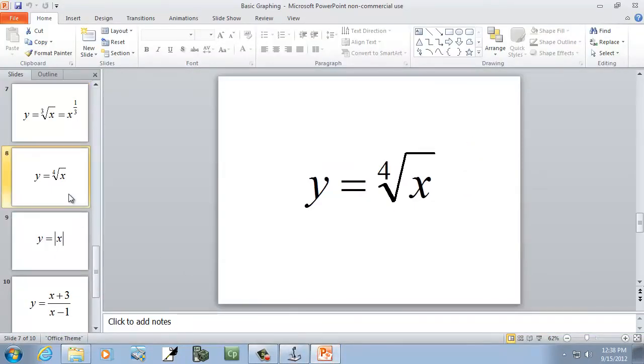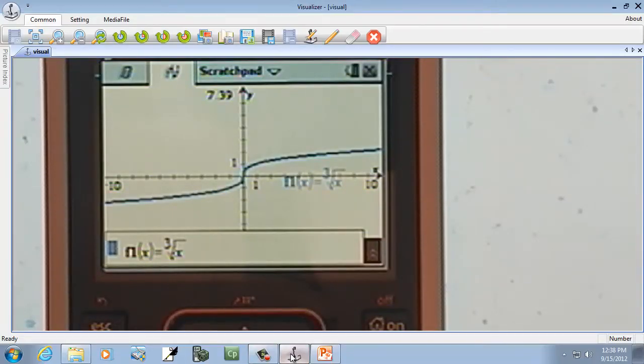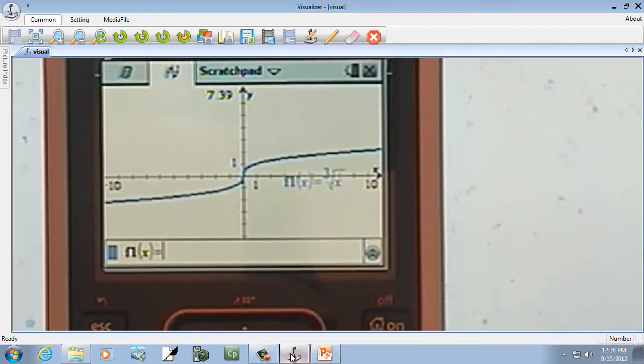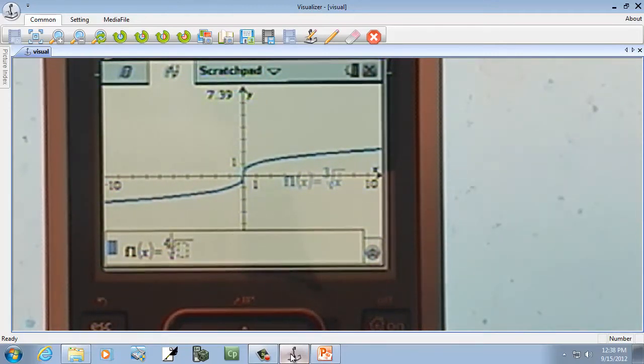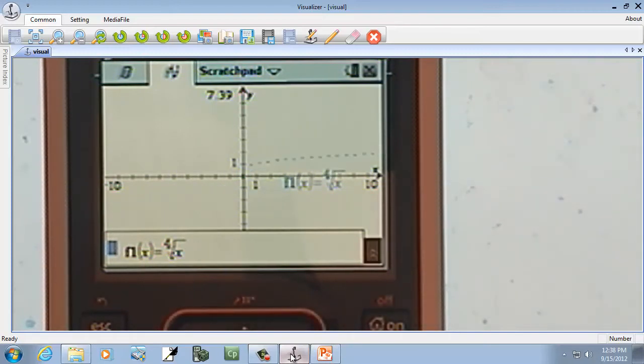Now next one was the fourth root of x. Well, this is almost exactly like this one. We're going to press our right arrow key, and I'll press my delete a couple times. I'm going to do my control caret, put my 4 in, right arrow over, put my x in, and then I'll press tab, and that'll be our y equals the fourth root of x. Now it looks very similar to the square root of x, but it's a little closer down to the x-axis.